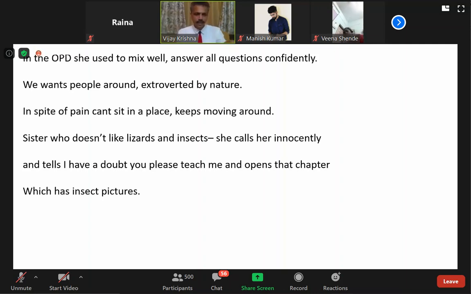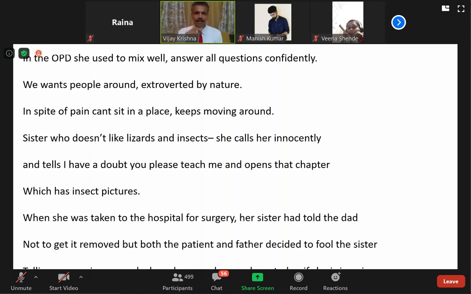See now, the homeopath intern, sister, she doesn't like lizards and insects. So what this girl used to do, she used to call her innocently, and she would tell, Didi, ek doubt hai, please mere ko ye bata do aap. And our young budding homeopath would go to her. So this girl would purposely open up chapters which have pictures of insects, like for example lizard or any insect, and she would very cunningly tell her, Didi, thoda iske bare mein mere ko explanation de do na. Okay. And she would give a very cunning smile.